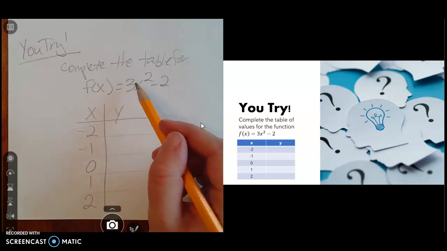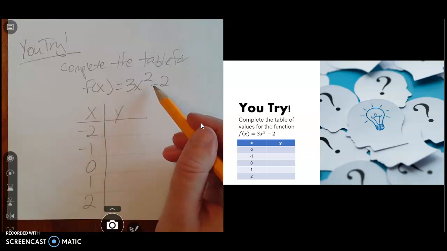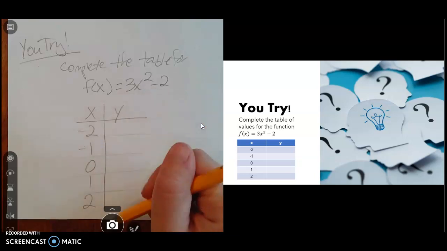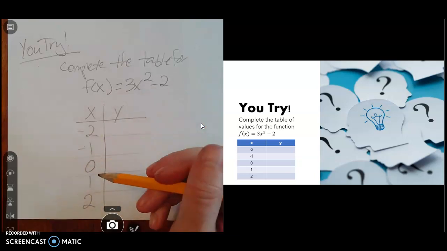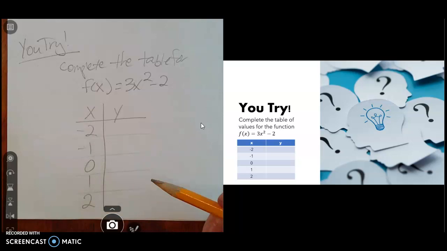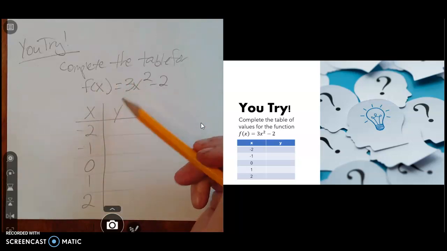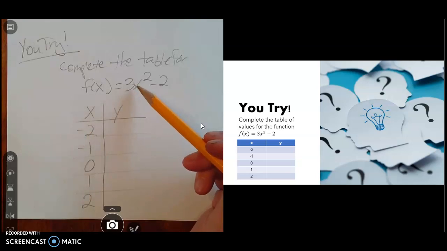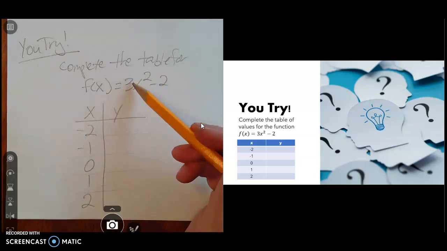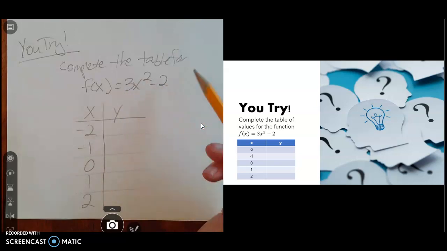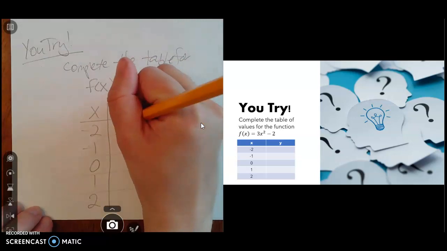It had f of x equals 3x squared minus 2, and I gave you the x values of -2, -1, 0, 1, and 2. So the y values are the f of x values. If x is -2, then you would do -2 squared, which would be 4. Then you'd multiply by 3, which would give you 12. And then you would subtract 2, which would give you 10.